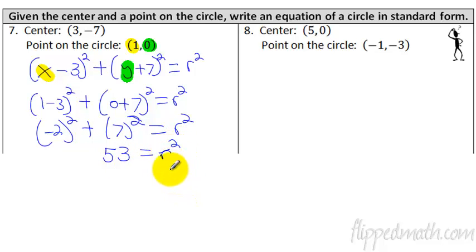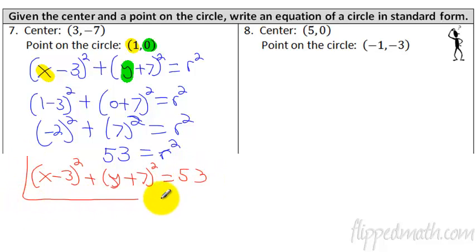Now technically r is going to be the square root of 53, but all we're trying to do is write an equation. So our equation is x minus 3 quantity squared plus y plus 7 quantity squared equals 53. And that is the equation for the given information. So we have our center point, and then 53 is our r squared over here on the right.